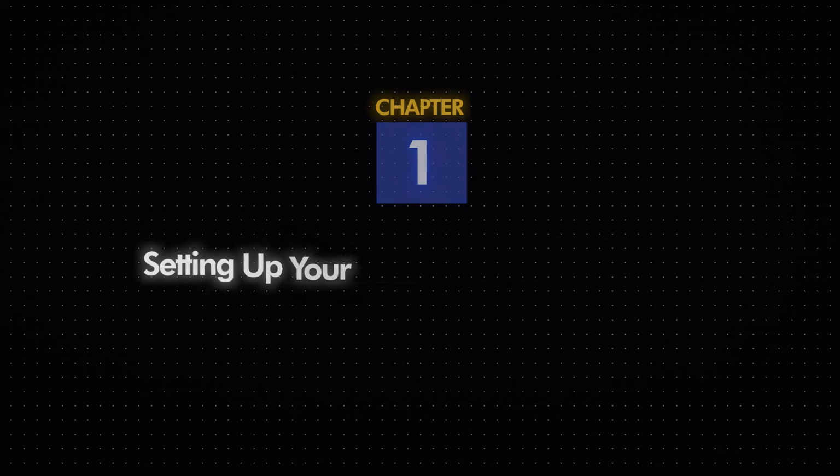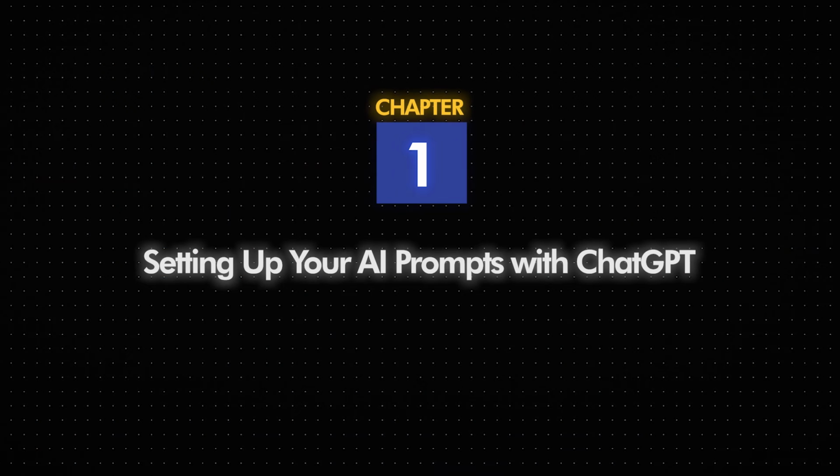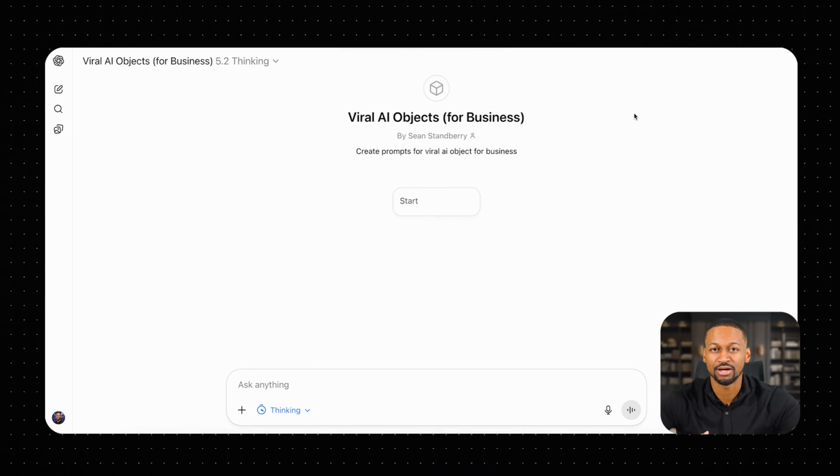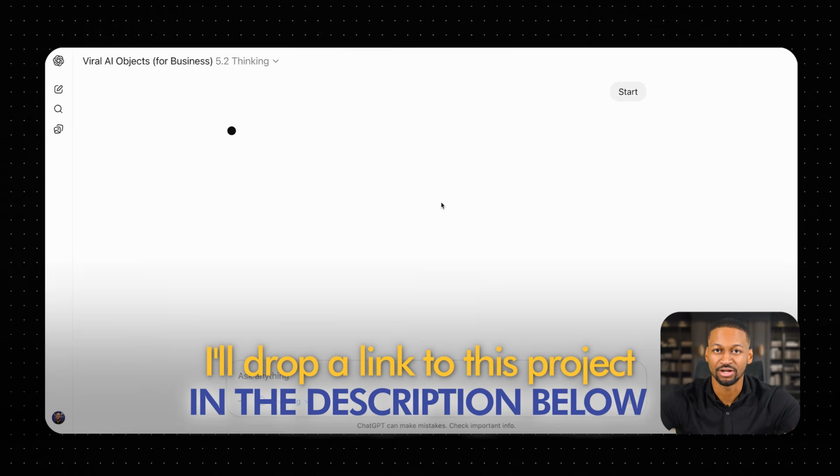first step. Chapter 1, setting up your AI prompts with ChatGPT. The very first thing I'll do is open up my AI viral object project inside ChatGPT, and I'll drop a link to this project in the description below so you can use the same one.